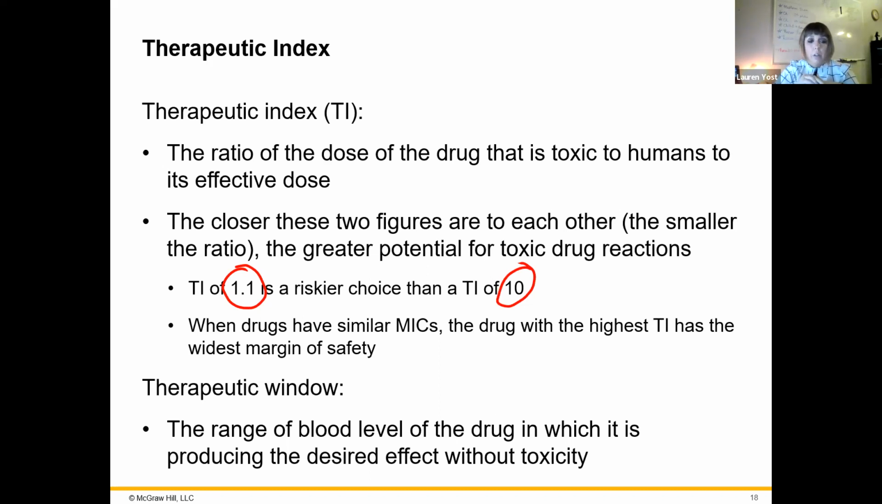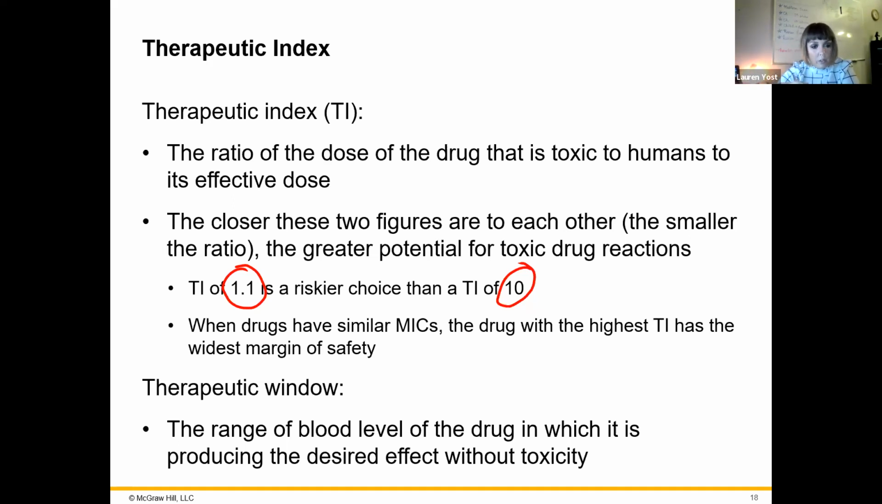When drugs have similar MICs, which is that minimum inhibitory concentration, so the minimum amount you need for killing, the drug with the highest therapeutic index will have the widest margin of safety, and that'll be the one that we'll choose. So we'll base it on a lot of these factors, right? So we're not just saying, oh, okay, it grew on Kirby-Bauer, or it didn't grow on Kirby-Bauer, and that's the drug that we're giving. So it's more complicated than that, right? So you have to consider the dangerous aspects of these drugs.